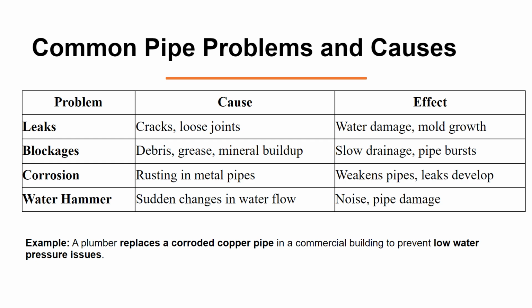Pipe shifting or joint loosening. Pipes can move over time, especially with poor support or high vibration. This puts stress on joints and causes leaks or breaks. Every great repair starts with the right diagnosis. Know these problems, recognize them early, fix them right. That's how you stay ahead and earn trust.